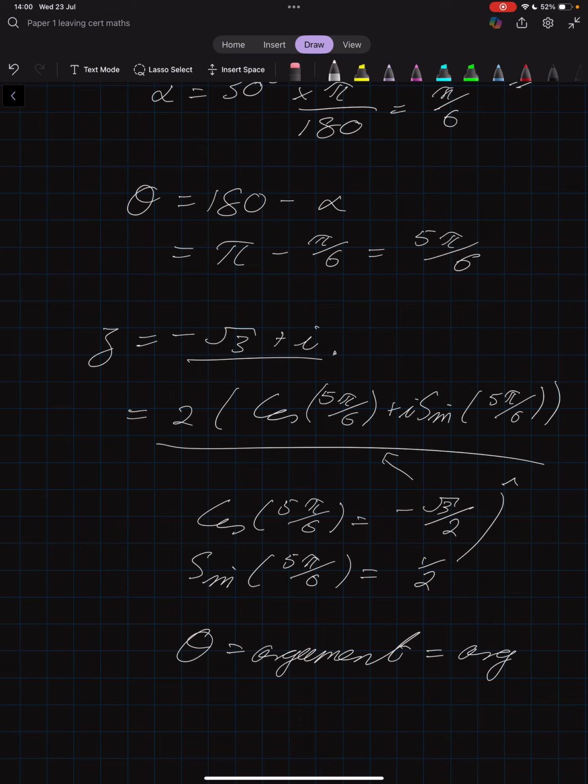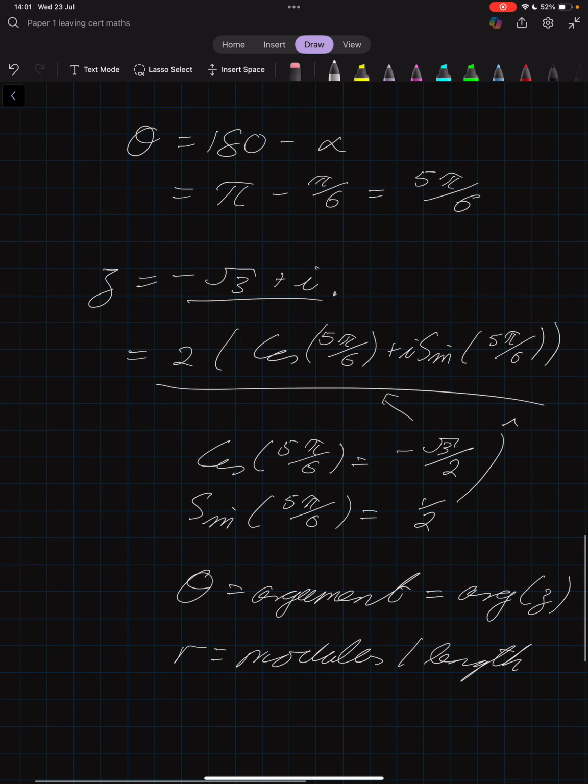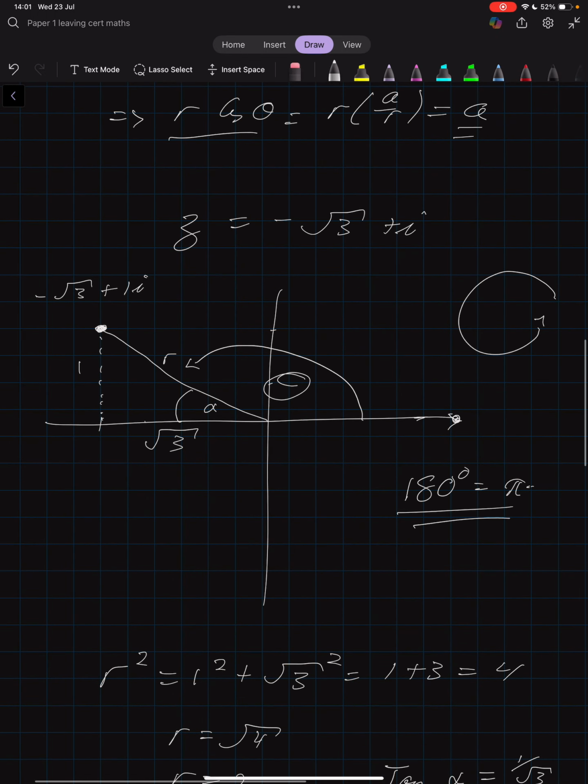Or the arg of z. Okay, and r is just the modulus, or length, which is what we covered in the last video. But theta is just called the argument. So you always measure it from the right hand side of the axis. Okay?